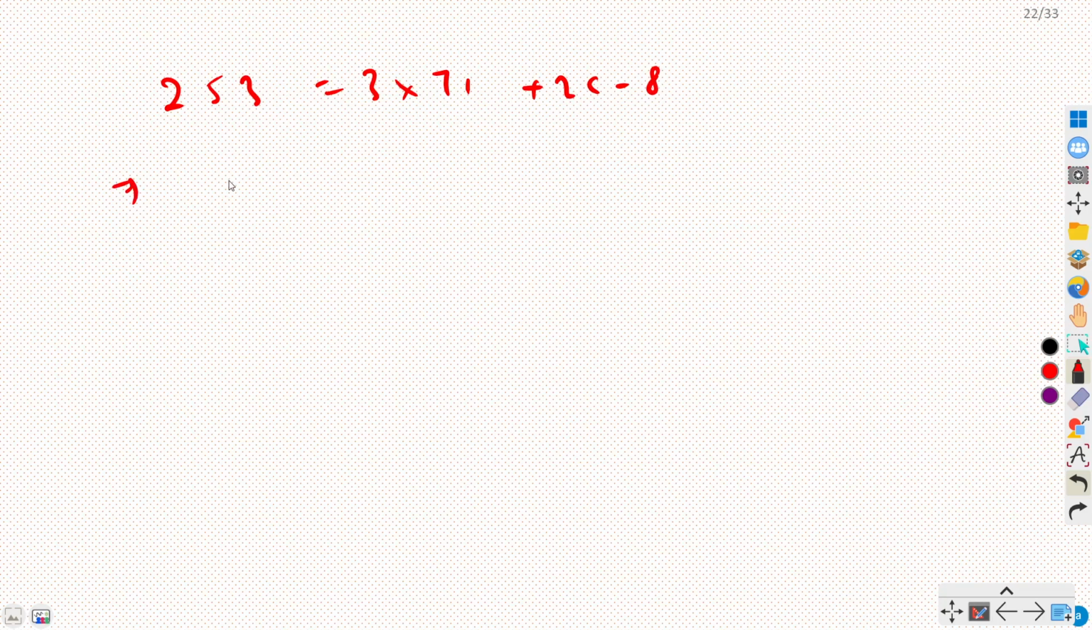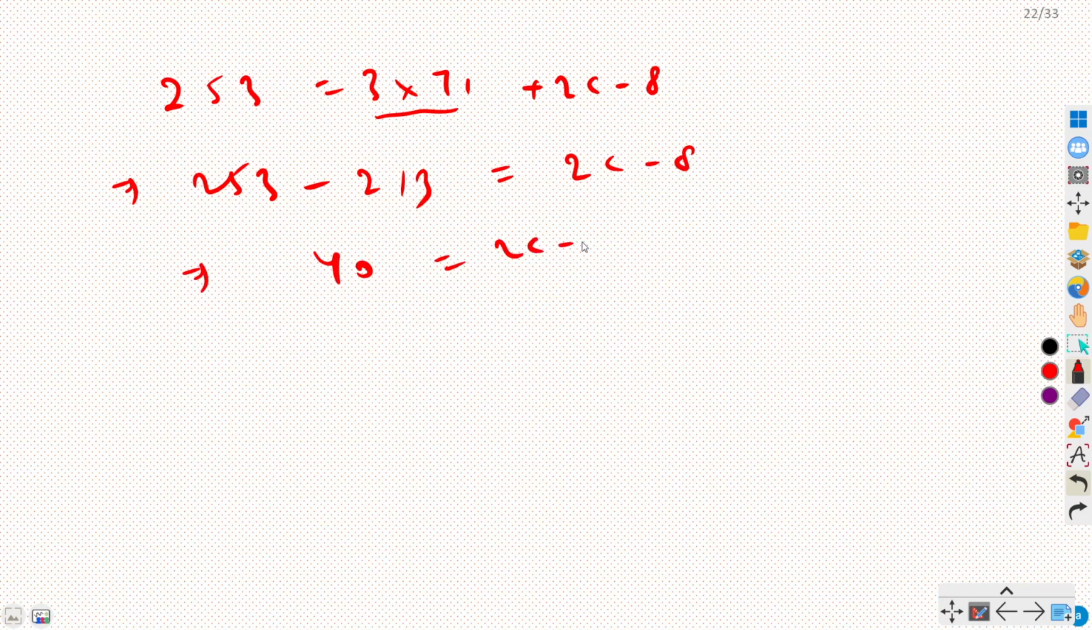Solve this. So 253 minus this value, 71 into 3, that would be 213, equal to 2C minus 8. 40 equal to 2C minus 8. 2C equal to 48. Therefore C equal to 24 years. So C equal to 24.